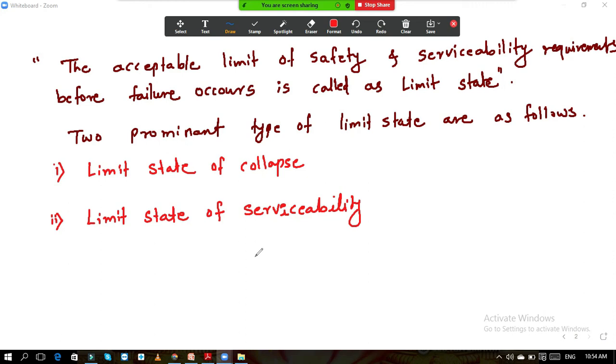And here one more thing is there. In India, the IS code has completely replaced the ultimate load method by the limit state method. So in India now, and in the world also, the limit state method is very popular, and it is used for design. Okay. So this is enough for today's lecture. We will stop over here.